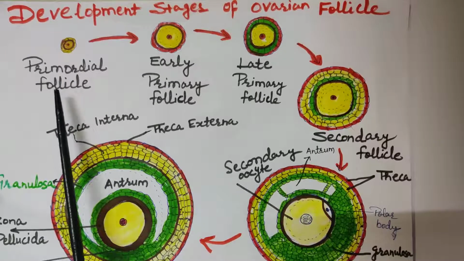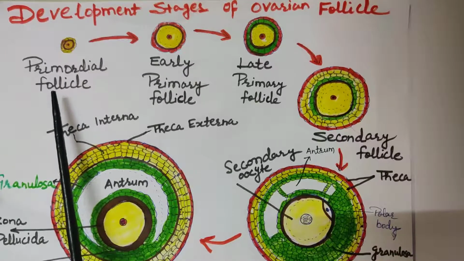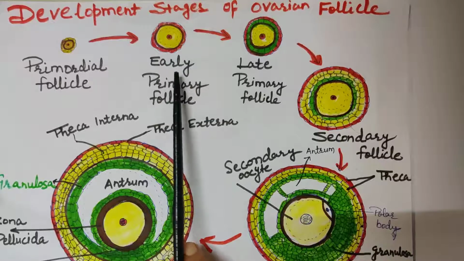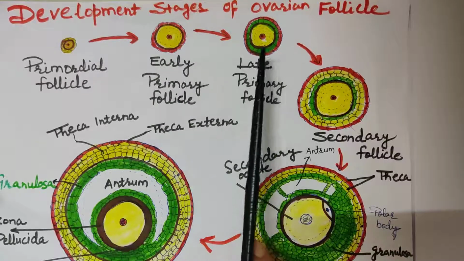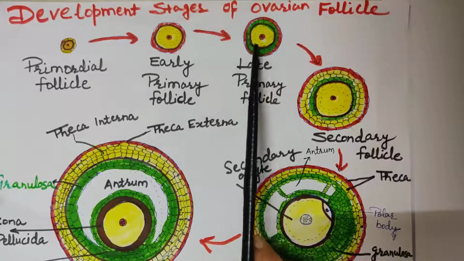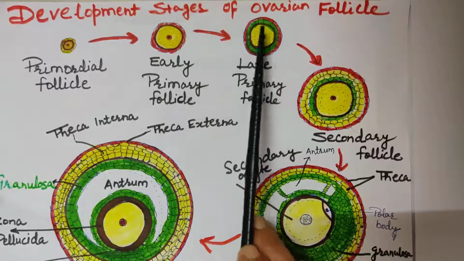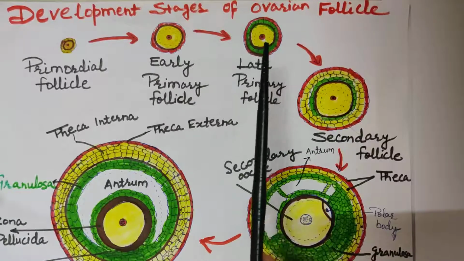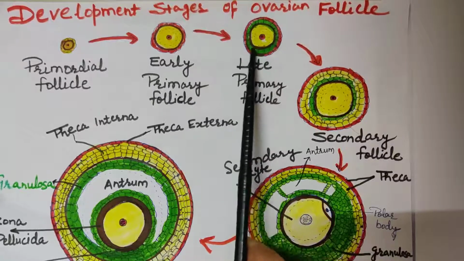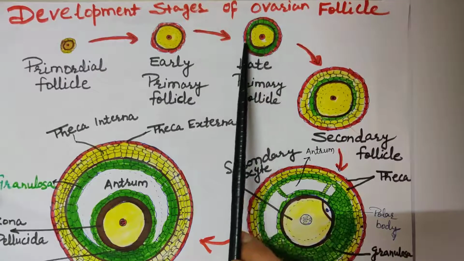Developmental stages of ovarian follicle. The initial stage is the primordial follicle. Primordial follicle changes and becomes primary follicle. Then the structure is called late primary follicle. The inner structure is the primary oocyte. And the cells which surround the primary oocyte are called follicular cells.